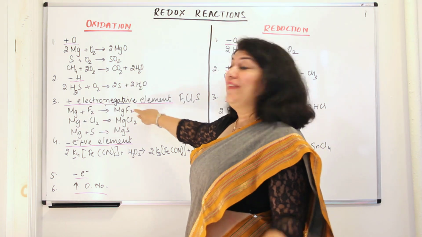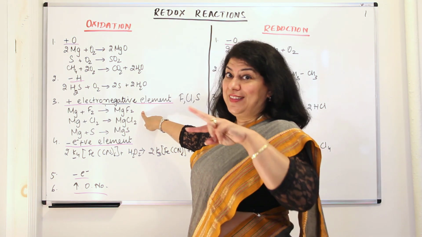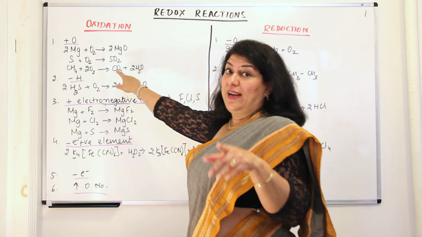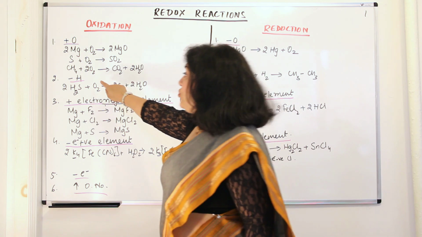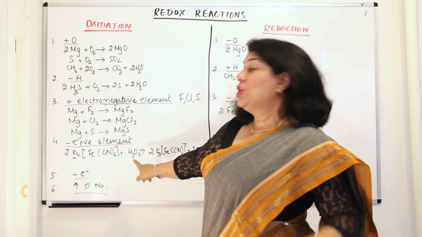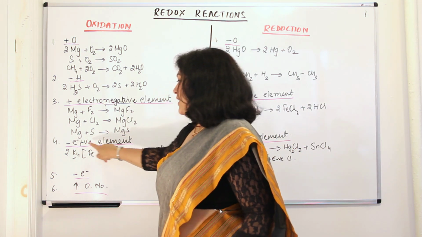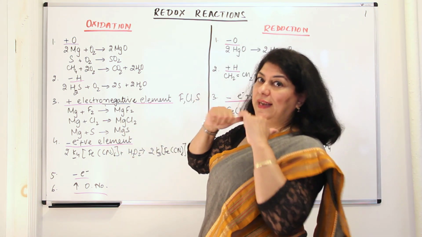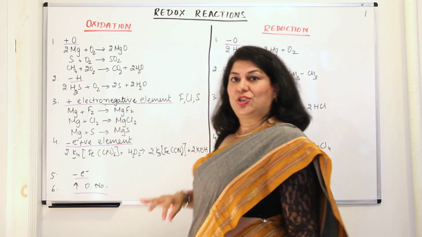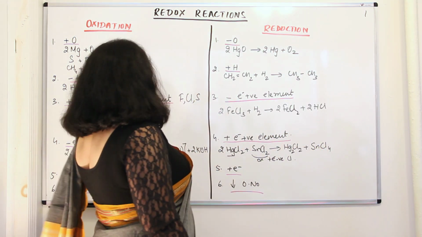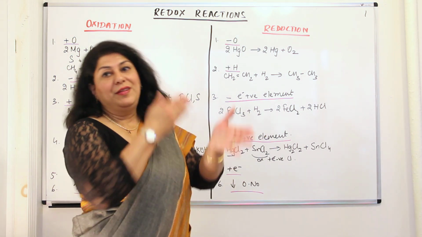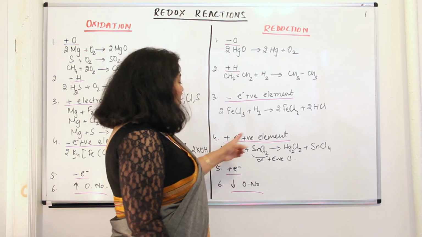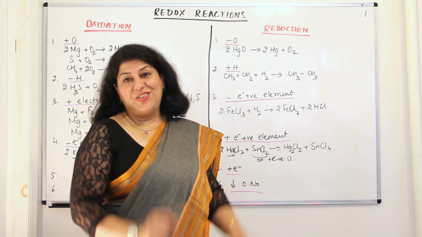And if addition of electronegative element is oxidation, then the opposite type of element, when we said removal of hydrogen, hydrogen is an electropositive element. So removal of electropositive element should also be oxidation. On the other hand, its opposite is reduction. Therefore, if the addition of electronegative element was oxidation, then removal of electronegative element will be reduction, and addition of electropositive element will be oxidation.